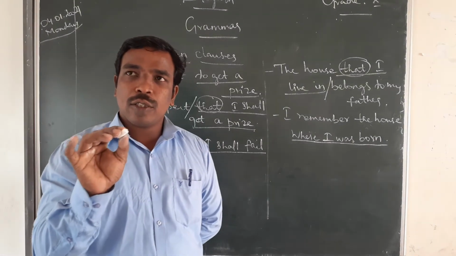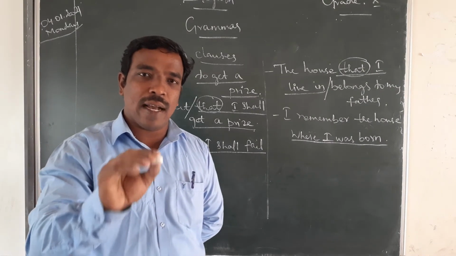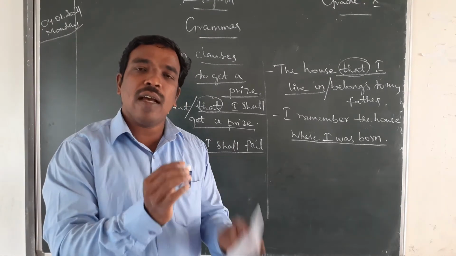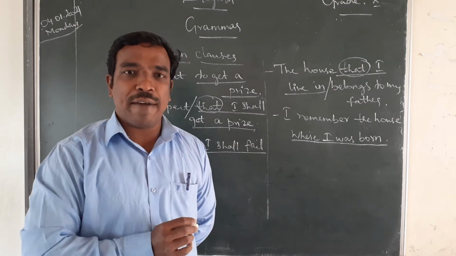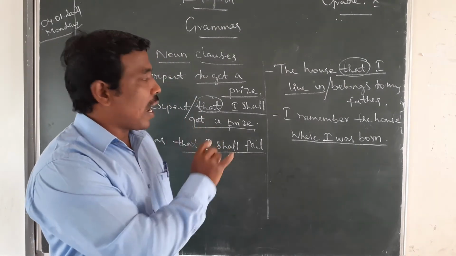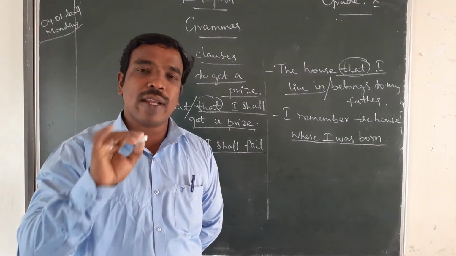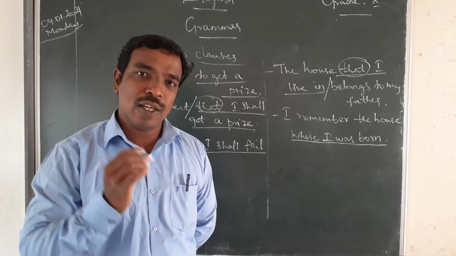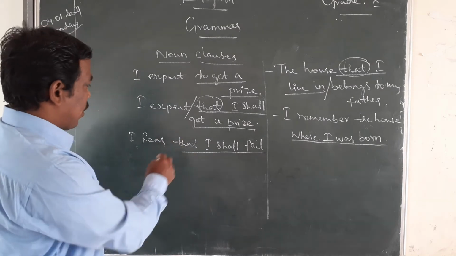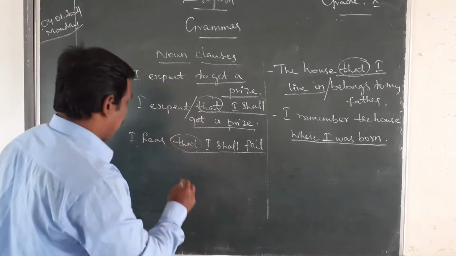I am giving some examples also. Whenever you see these examples, you will get some idea. Adjective clause starts with the relative pronoun or relative adverb. Adverb clause, I said, starts with a subordinating conjunction. But noun clause is not only that one. I fear that, here it starts with a relative pronoun.